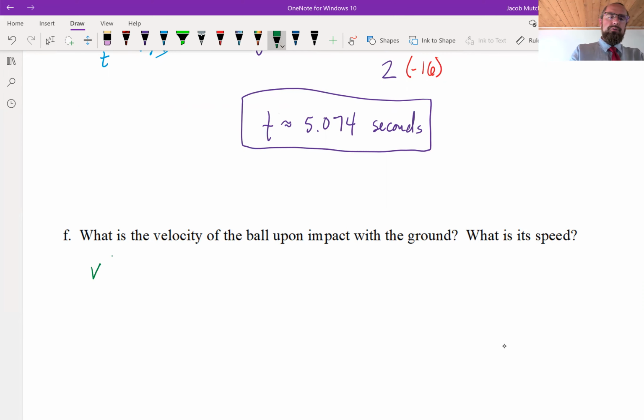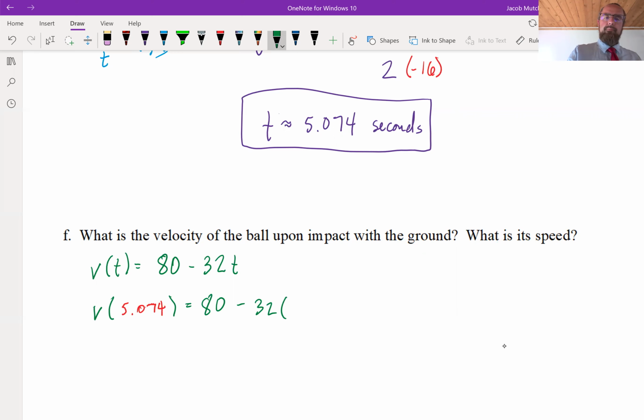Velocity, remember, it was the derivative of the position. So we had written that as 80 minus 32 times time. So if we're interested in the velocity of the ball upon impact with the ground, we're really saying, what's the velocity at 5.074 seconds? And we'll put that just to show we're substituting in the red, 5.074, equals 80 minus 32 times that 5.074.